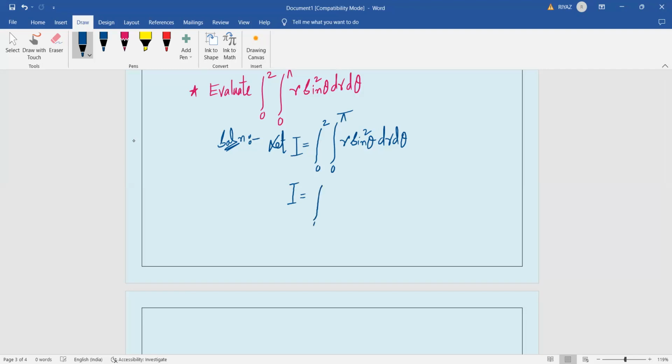Okay, with respect to r only, right? 0 to pi is the limits of theta, and moreover we have to pull the angle outside, and we have to start integrating with respect to r only. So this is 0 to 2 r dr, and this is d theta.